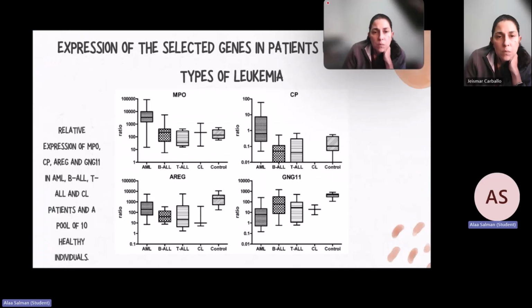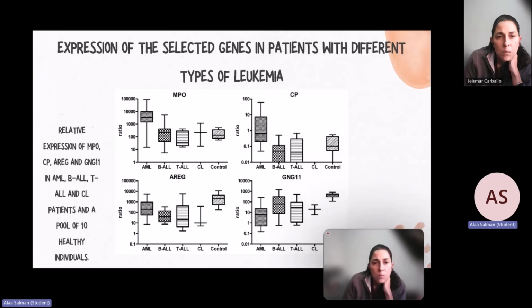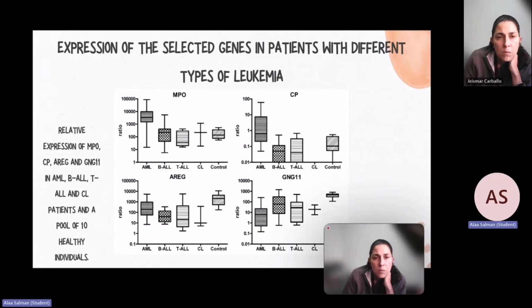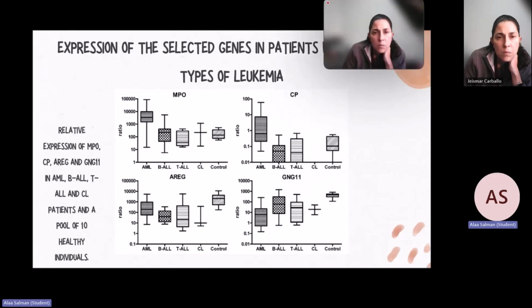The second graph is about the expression of the selected genes in patients with different types of leukemia. So now they looked into the different types of leukemia, and they wanted to see if these genes were able to help them diagnose and differentiate between them. The picture shows the relative expression of MPO, CP, AREG, and GNG11 in AML, B-ALL, T-ALL, and CL patients, and a pool of 10 healthy individuals.